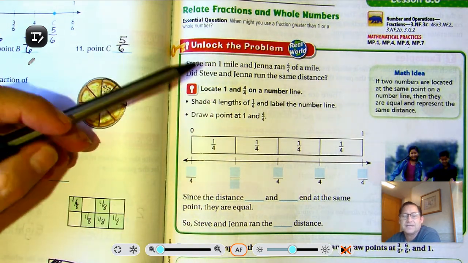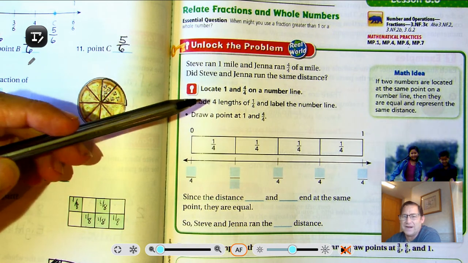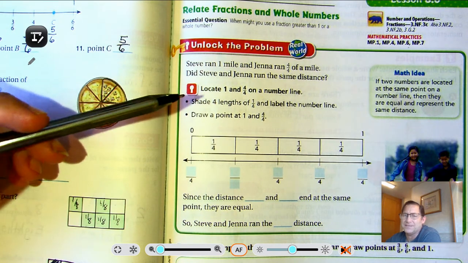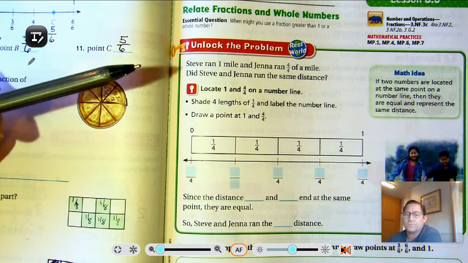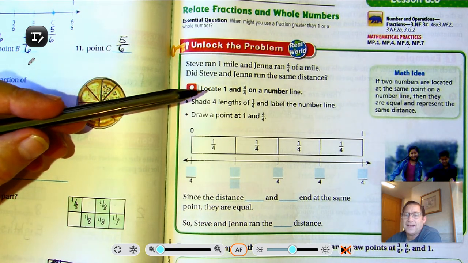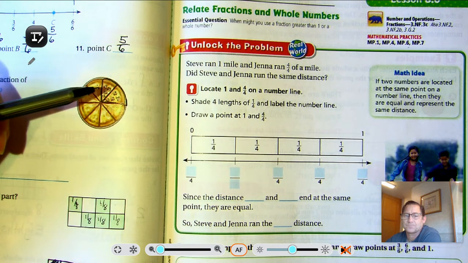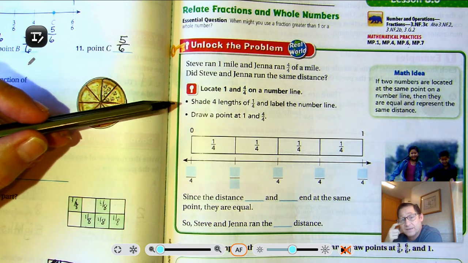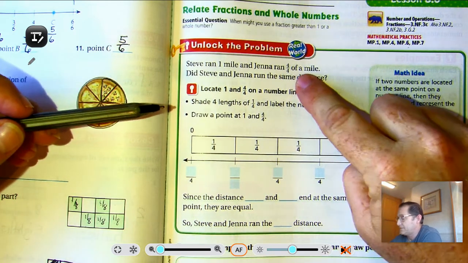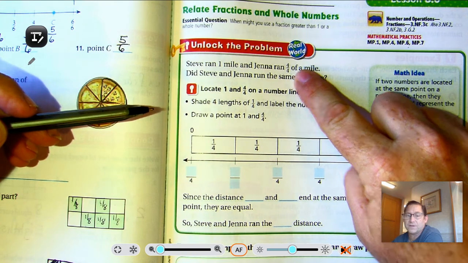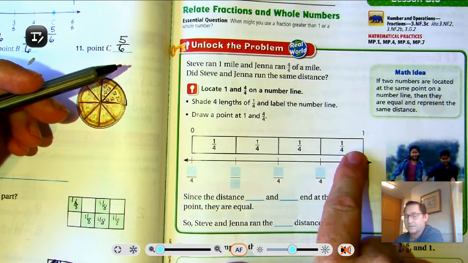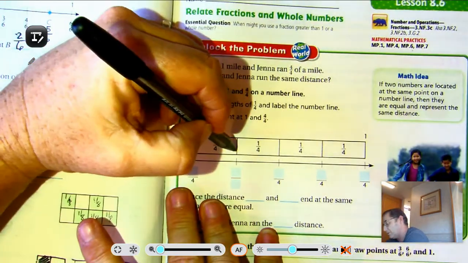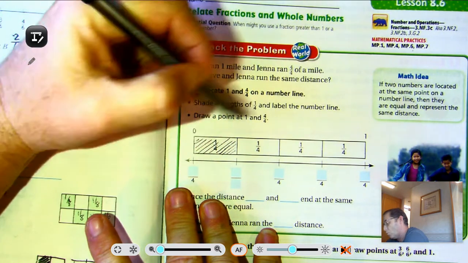So it says, Steve ran 1 mile and Jenna ran 4/4 of a mile. So did Steve and Jenna run the same distance? Okay, well, locate 1 and 4/4 on a number line. How do we do that? Well, we shade 4 lengths of 1/4. Why do we use 1/4? Because it says she ran 4/4 of a mile, so we know that there are 4 1/4 parts in that fraction. So it wants us to shade 4 1/4.